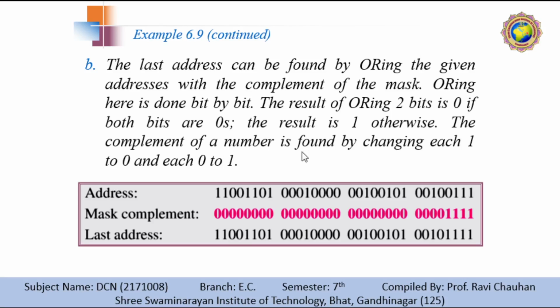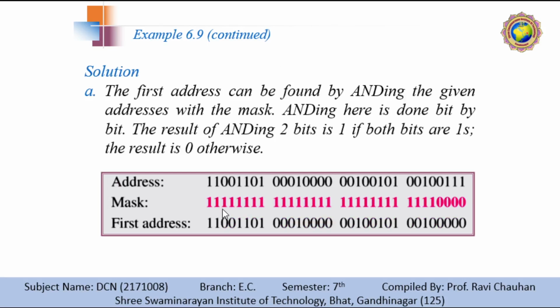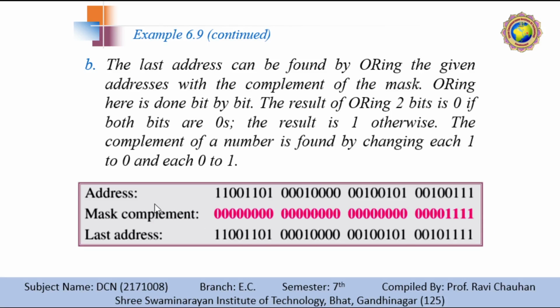The complement of a number is found by changing each 1 to 0 and each 0 to 1. Means the mask will be alternated: all ones will be converted into 0 and 0 will be converted into 1. Fine, that is the mask complement. So what is the ORing?